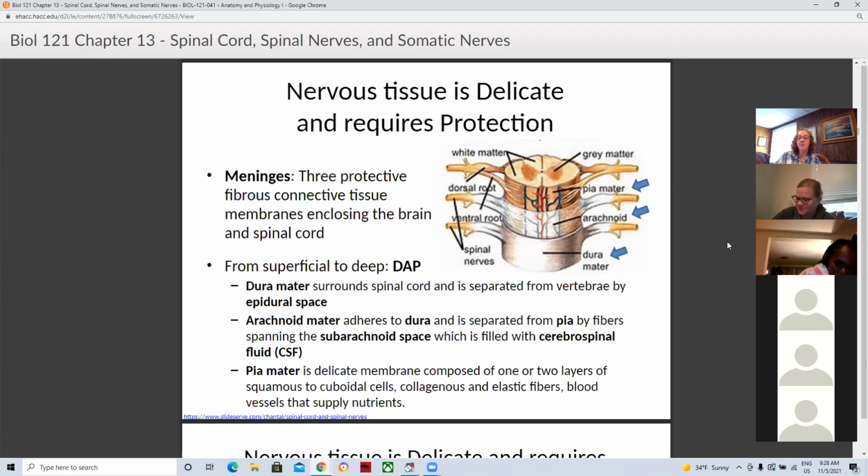What does arachnophobia mean by definition? Fear of spiders. Okay, so arachnoid mater looks like a spider web. It's this webby, filmy matter, meninge. So it adheres to the dura mater through this spider webby film. And the subarachnoid space, so the space right underneath the arachnoid mater, is filled with cerebrospinal fluid.